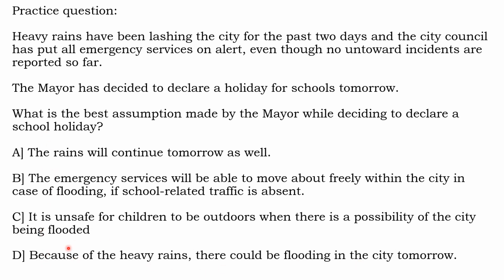A and D are things that are directly inferences that we can get from the facts. Because of the heavy rains, you know that there could be flooding in the city tomorrow. Yes, that is why the emergency services are put on alert. So A and D are actually inferences that are derived from the facts given. They are not leading us to the conclusion, because our conclusion is why a holiday for school. So these two, A and D, are not leading us to the conclusion, whereas C is definitely leading us to the conclusion. This is why C should be our answer. A and D are only inferences. They cannot be the assumptions.